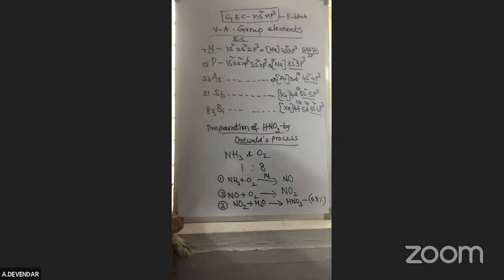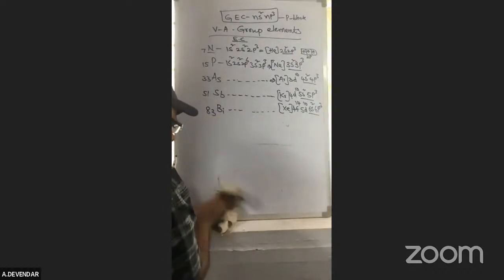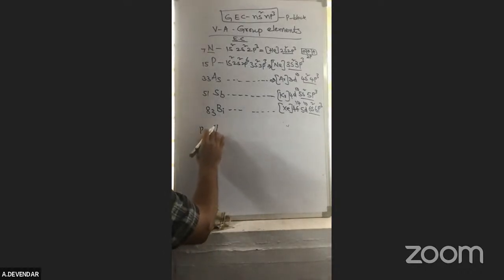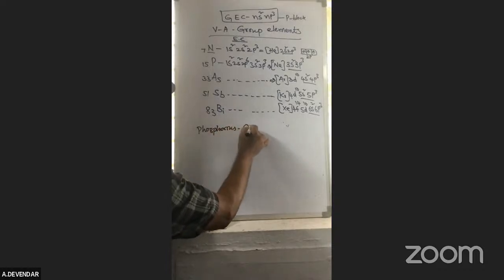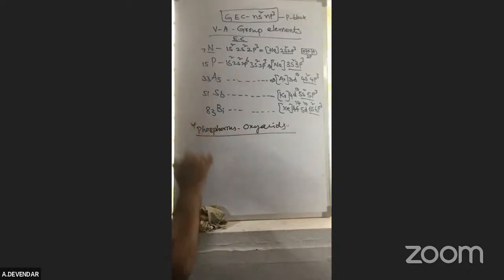Now coming to the next, we'll go to phosphorus. What is the importance of phosphorus? Again, you have the phosphorus oxyacids. What are the phosphorus oxyacids? It is a 10 marks question again. So the 10 marks questions are two: nitric acid preparation and phosphorus oxyacids. Here also, remember the names of the oxyacids, their formulas and structures.